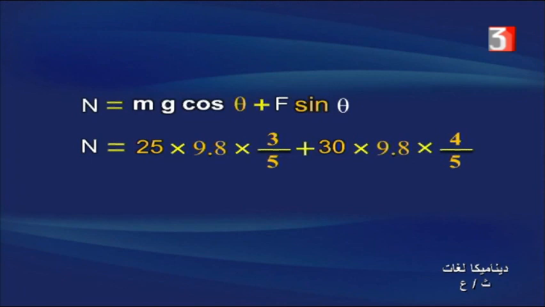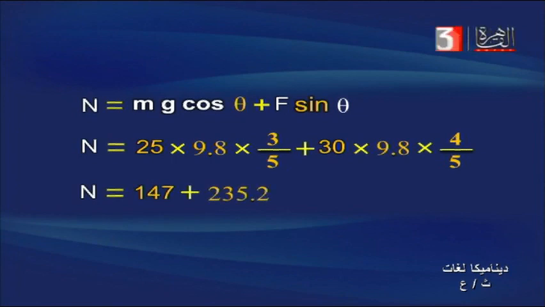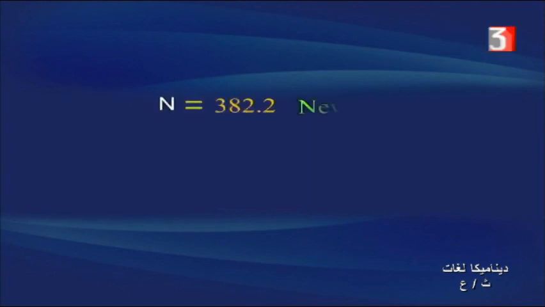Note that the magnitude of the force equals 30 kilogram weight, but in the equation of motion, the force must be in Newton. Then 30 kilogram weight times 9.8 is the magnitude of the force in Newton. Multiply sine theta, which equals 4/5. Then N equals 147 plus 235.2. Then N equals 382.2 Newton.